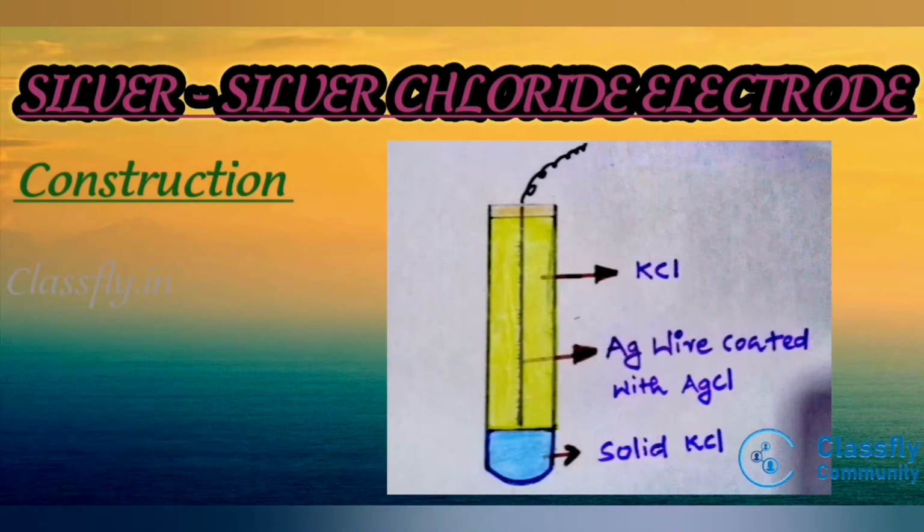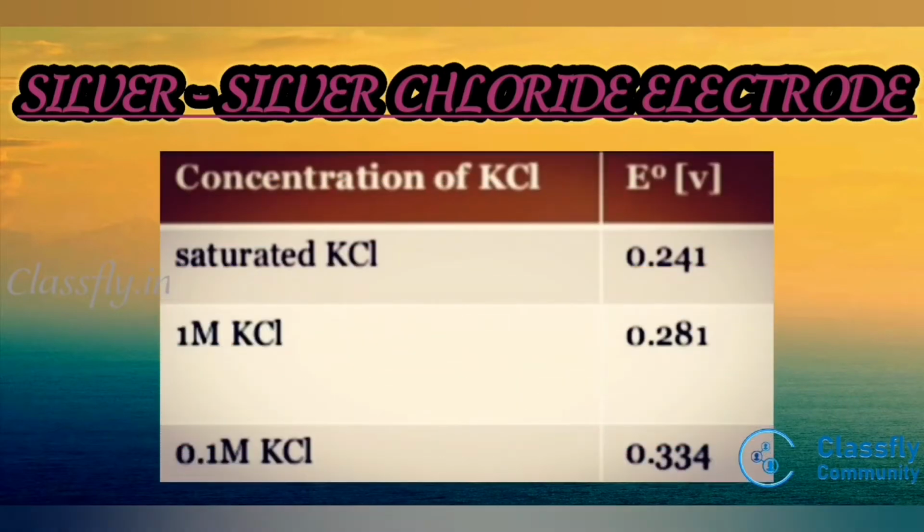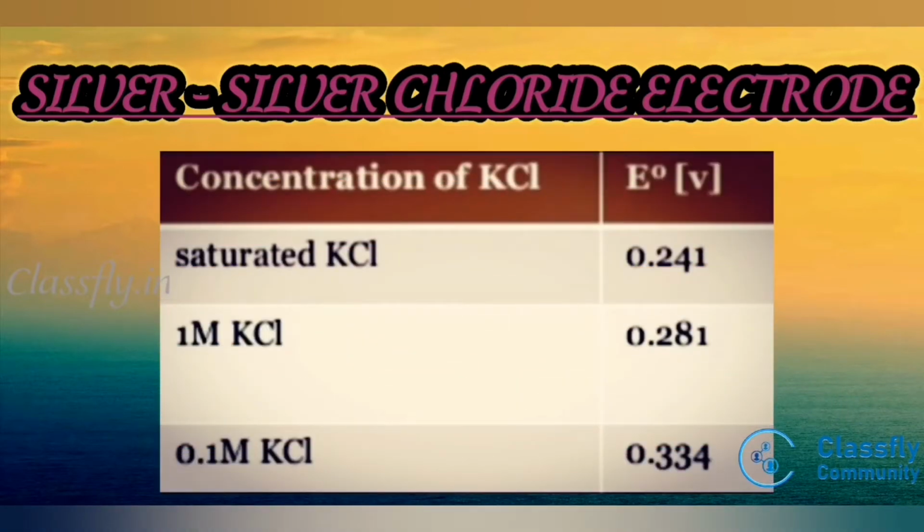AgCl electrode can also be represented as Ag | AgCl | Cl−. Here we can see a box containing the concentration of potassium chloride used and its corresponding electrode potential. That is, the electrode potential of saturated KCl is 0.241, 1 molar KCl is 0.281, and 0.1 molar KCl is 0.334.